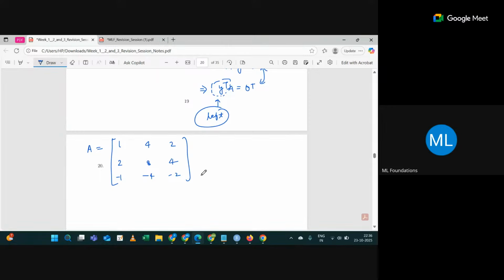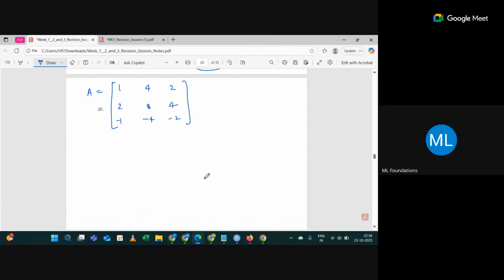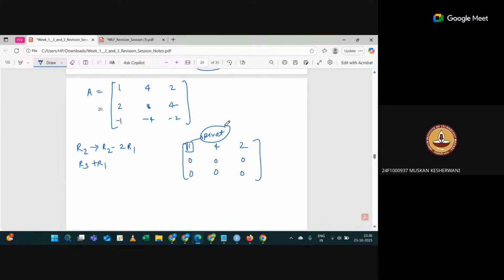First, we have to convert it into row reduced echelon form and see how many pivots there are. So what we can do is R2 minus 2 times R1, and R3 plus R1. So it will be 1, 4, 2, and then 0, 0, 0, and 0, 0, 0. Is it correct? What is the pivot? The pivot is this, right? Only the first column. So the rank is 1, and the pivot is in the first column.